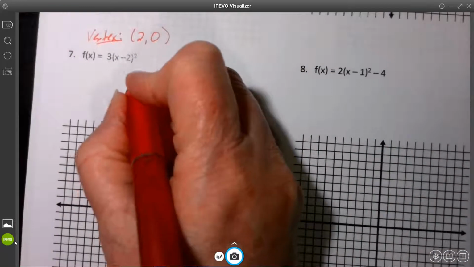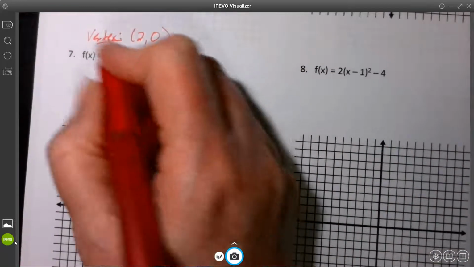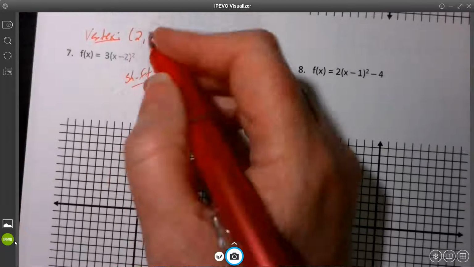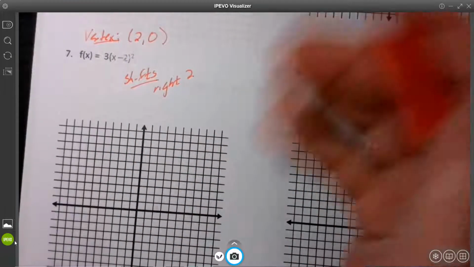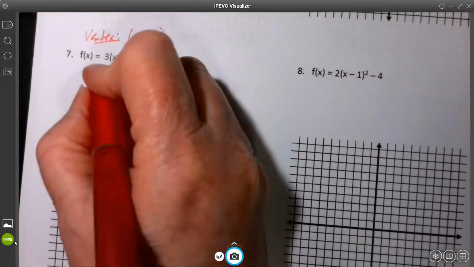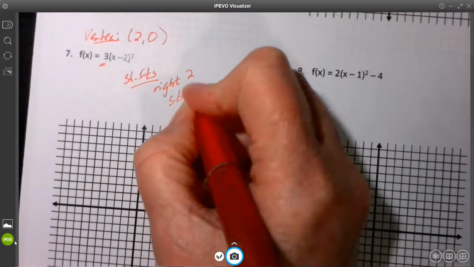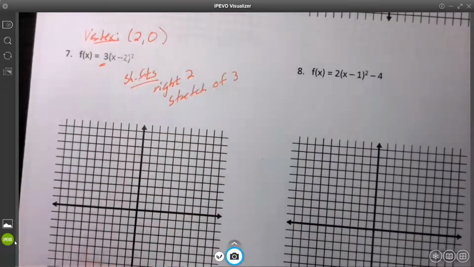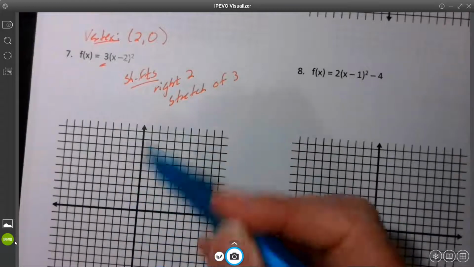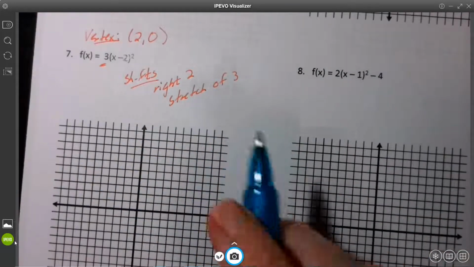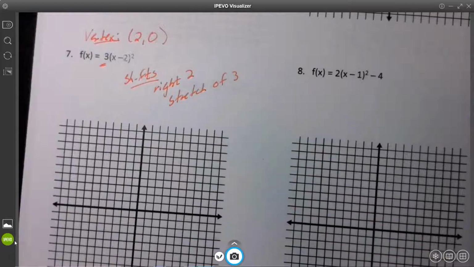So let's look at our shifts. Remember, our shifts and our vertex are going to match up. So this is going to shift right 2, and then it doesn't shift anything up and down. So right 2. But we have a stretch of 3. Now, the order in which you do these is totally optional. I don't always know which is the best order to do it in. Do I plot the parent function, stretch it, and then move it? That's probably what I would do. But it also depends on if I'm going to flip it or not. So sometimes that makes a difference too.